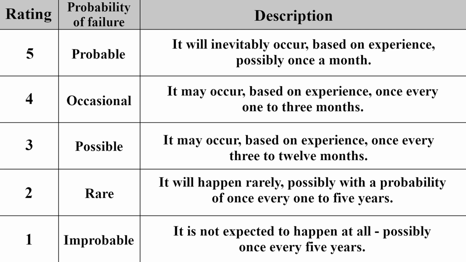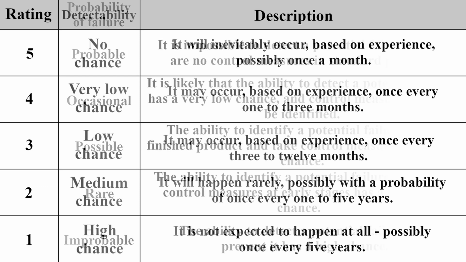The value is assigned 4 when the following probability can be accepted. It may occur, based on experience, once every 1 to 3 months. The fifth subcategory of the likelihood rating is called probable and has a value of 5 points. The value is assigned 5 when the following probability can be accepted. It will inevitably occur, based on experience, possibly once a month.